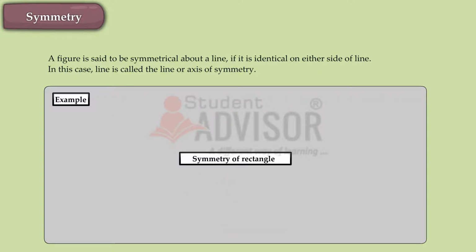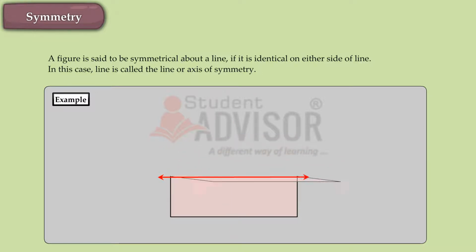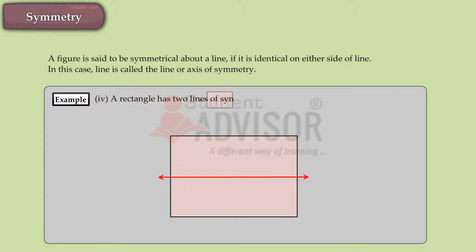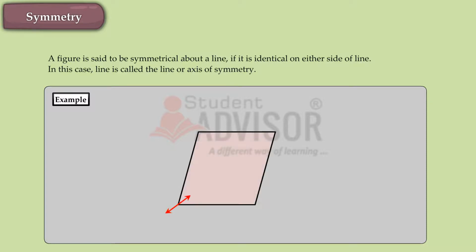Symmetry of rectangle. A rectangle has two lines of symmetry, each one of which is the line joining the midpoints of opposite sides. Symmetry of rhombus. A rhombus is symmetrical about each one of its diagonals.